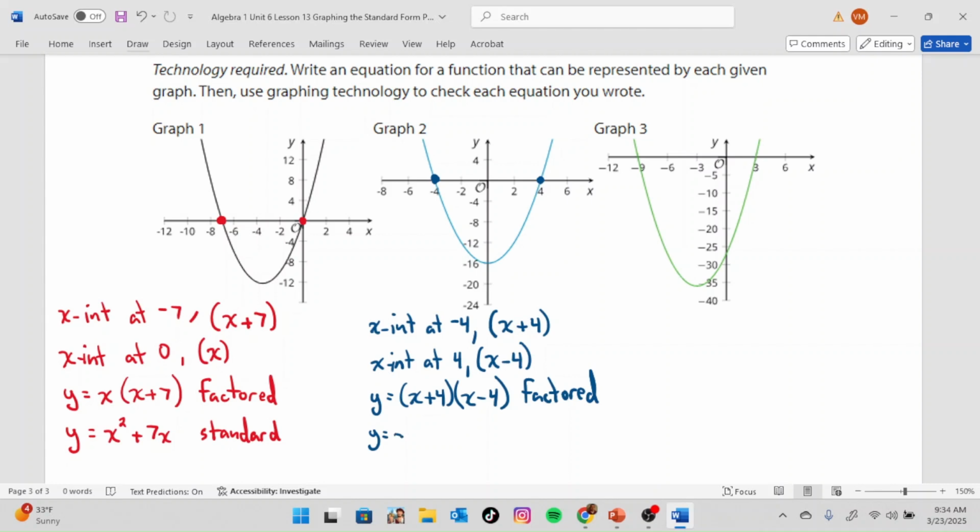X times x is x squared. X times -4 is -4x. 4 times x is +4x. And -4x plus 4x is 0. And then I have 4 times -4, which is -16, for my standard form. So now I have the factored form and the standard form for graph 2.